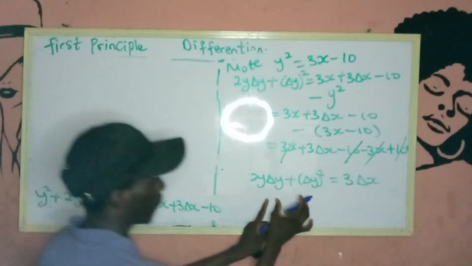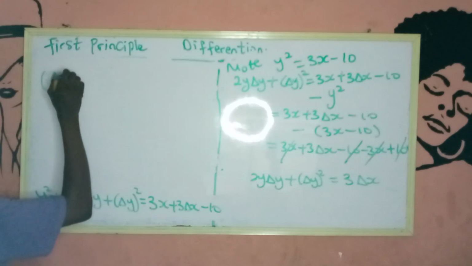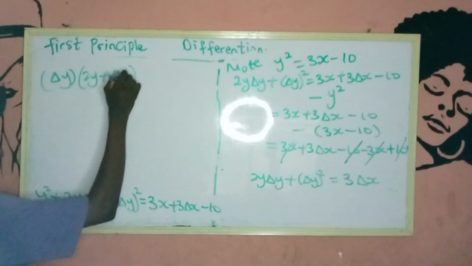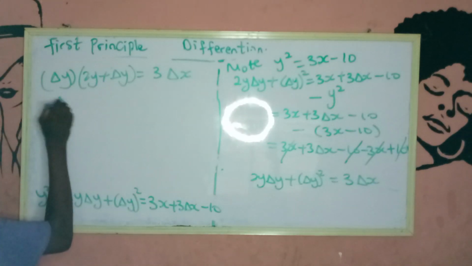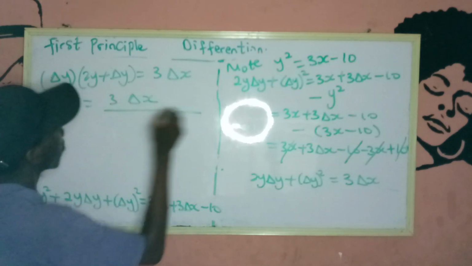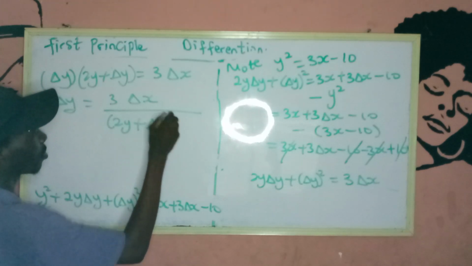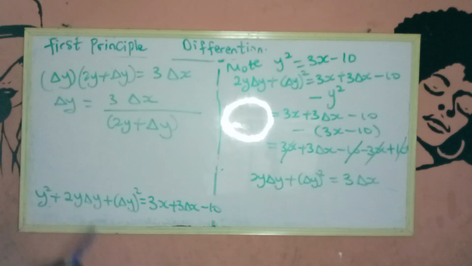Out here is a common factor. I'll take one change in y out, and that leaves me with 2y plus change in y, and that is equal to what? 3 change in x. So my change in y is equal to 3 change in x over 2y plus change in y. You can see, I divided both sides by what? By this.